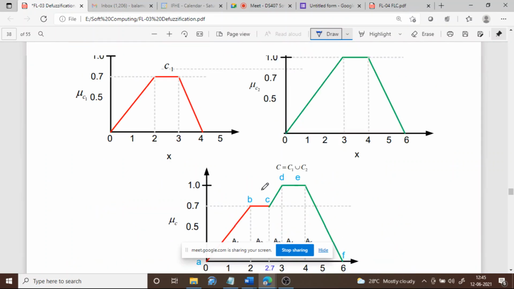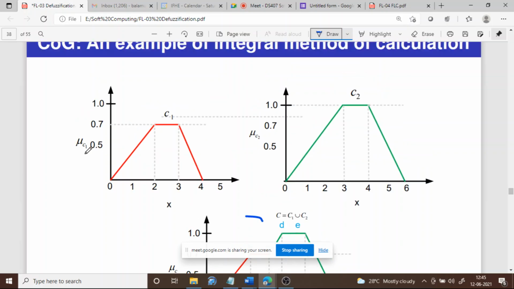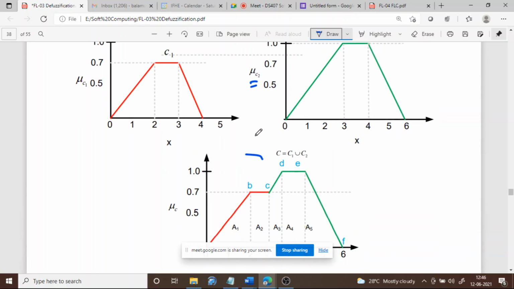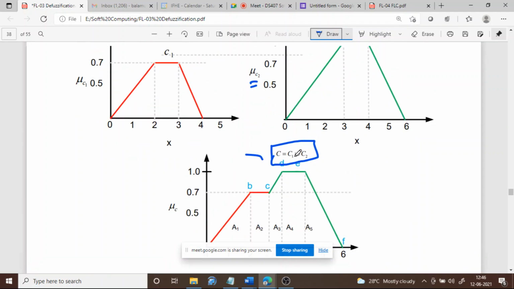When you use the integral method, say you have two plots like this. This is a membership function corresponding to C1, and this is a membership function corresponding to C2. Now this plot represents the union of these two membership functions, that is C equal to C1 union C2. When you unite these two membership functions, this is the resultant function you get.